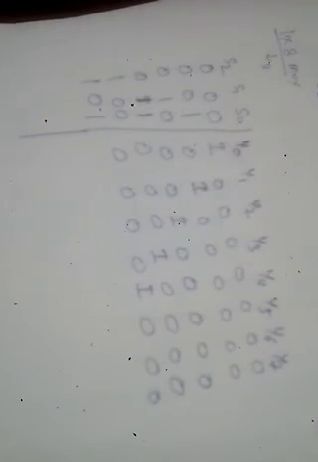For combination 1 0 1, input will be connected to Y5 and rest will be 0. For combination 1 1 0, input will be connected to Y6 and rest will be 0. And for combination 1 1 1, input will be connected to Y7 and rest will be 0.